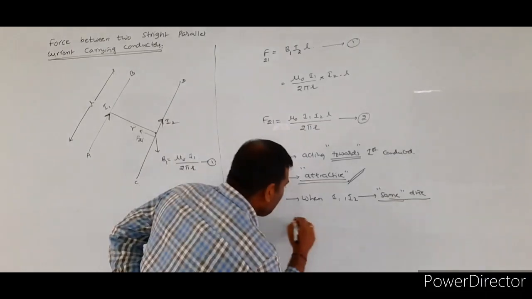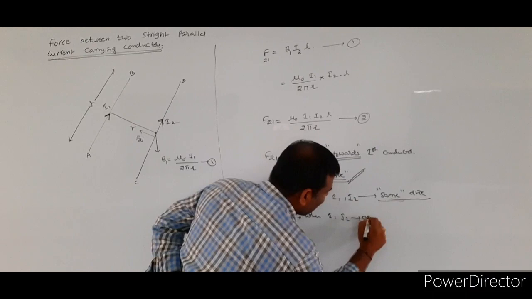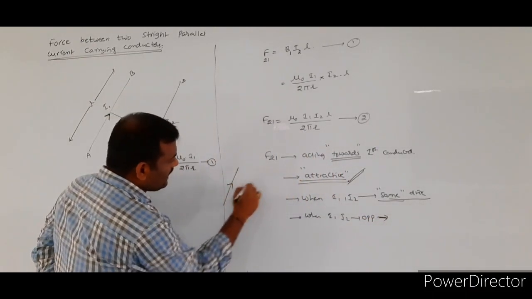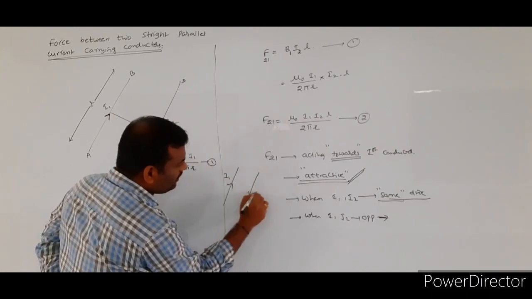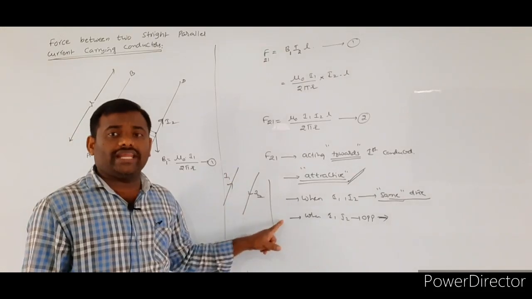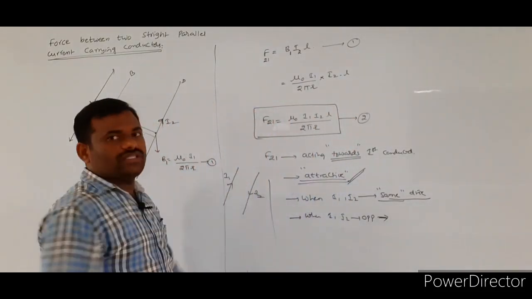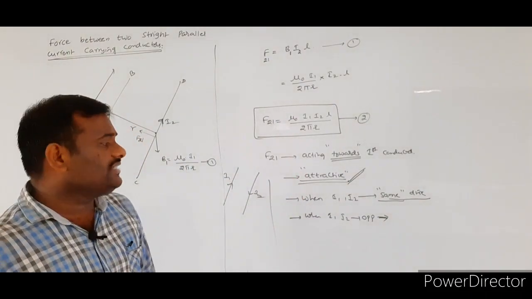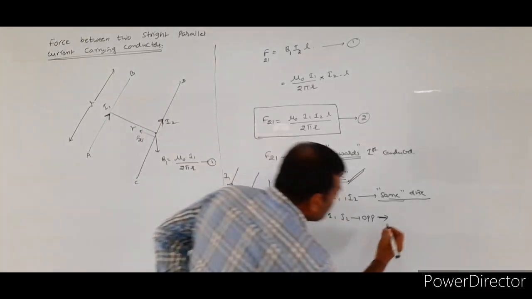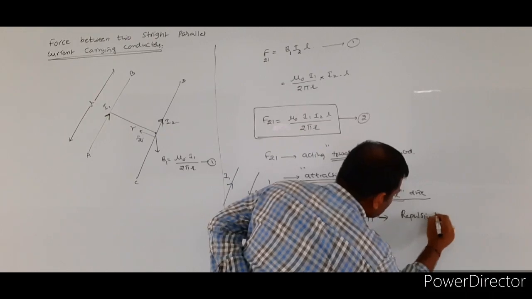Whenever I1 and I2 are acting in the opposite direction, suppose you assume the directions of the current are opposite, at that time there is no change in the magnitude of the force, but its nature will be reversed. So in this case the force will be repulsive.